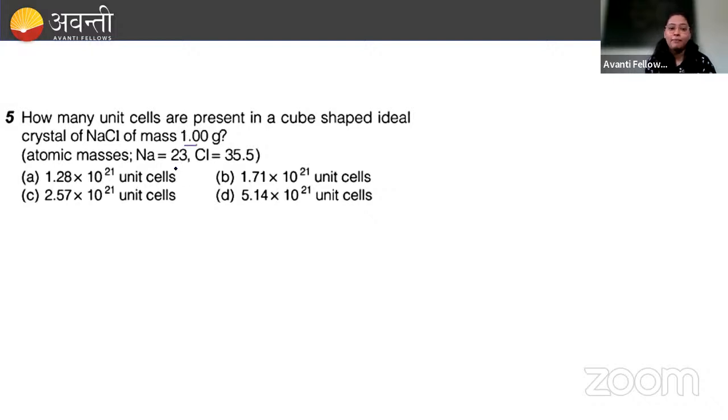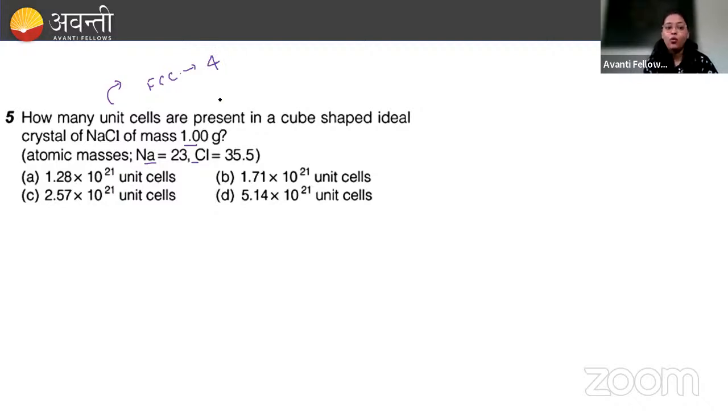Next, how many unit cells are present in a cube-shaped ideal crystal of NaCl of mass 1 gram? So here we have given the mass, we have given the atomic masses, and we need to find out how many unit cells will be present. As we know, NaCl has FCC arrangement. In FCC arrangement, how many atoms are present? Actually, per unit cell, 4 atoms are present.